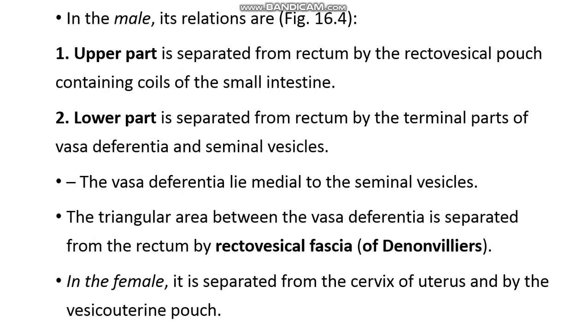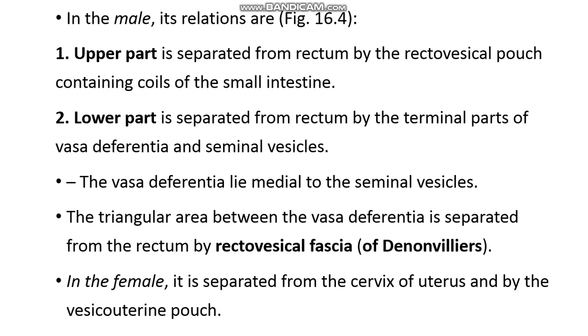So the upper part and lower part are separated from the rectum, but the upper part is separated by the rectovesical pouch that contains coils of the small intestine, while the lower part is separated from the rectum by the vasa deferentia and the seminal vesicles, their terminal parts. Then the triangular area between the vasa deferentia is separated from the rectum by the rectovesical fascia of Denonvilliers.